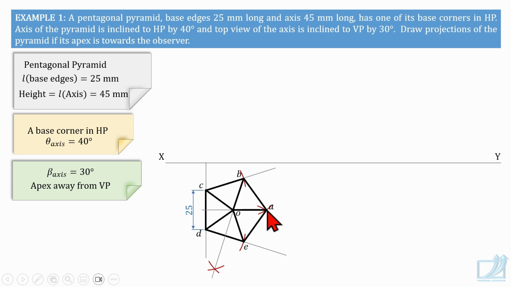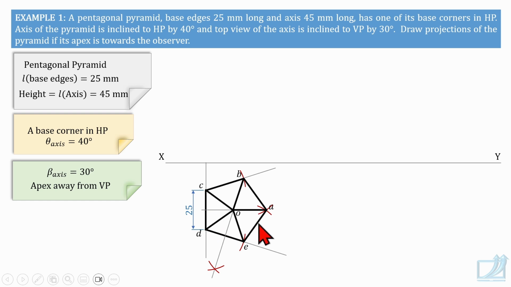When you read in alphabetical order from point A, AB, BC, CD, DE and the closing side of the pentagon, that is EA again, these are base edges, and face edges you can identify as edges from point O up to base corners. So OA, OB, OC, OD and OE, these are all face edges. So all 5 face edges meet at apex. So this is top view of the pyramid.